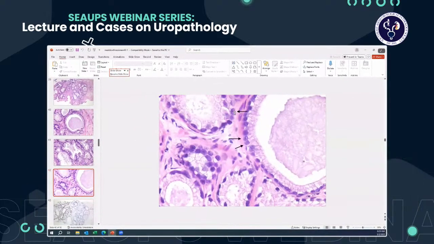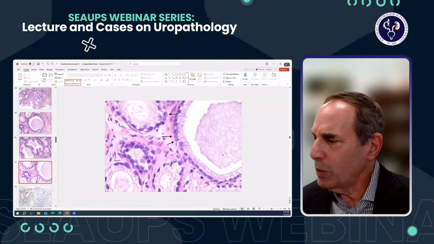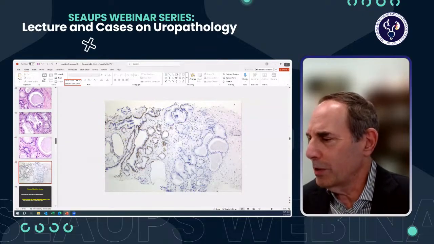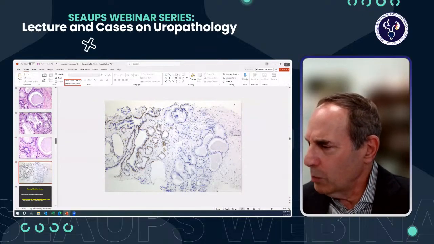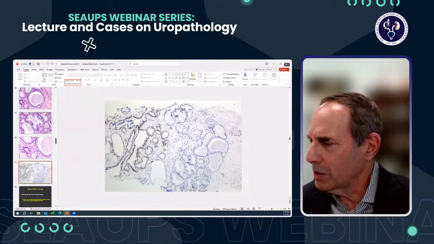And when we go to higher power, we can see many prominent nucleoli. So that is highly suspicious for prostate cancer. And then we would want to do a confirmatory basal cell stain. And what you want to do when you do the basal cell stain is first identify on the H&E what are the glands that you're highly suspicious for cancer. So those were these on the right.